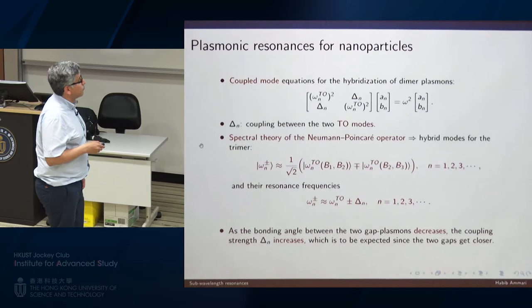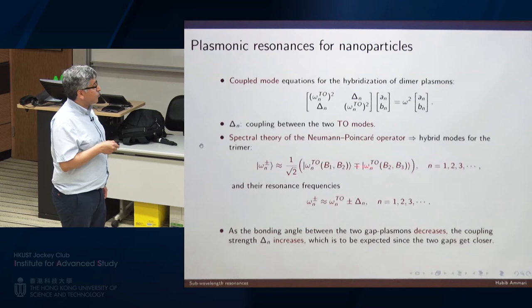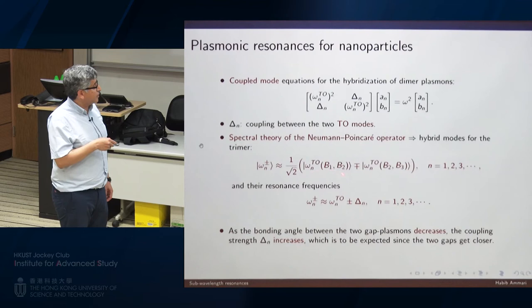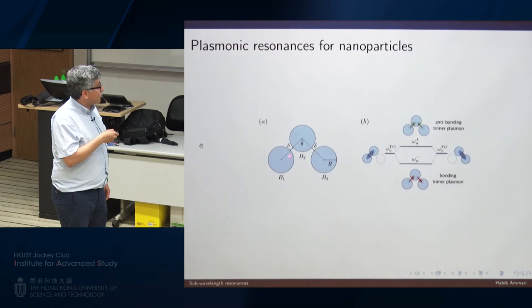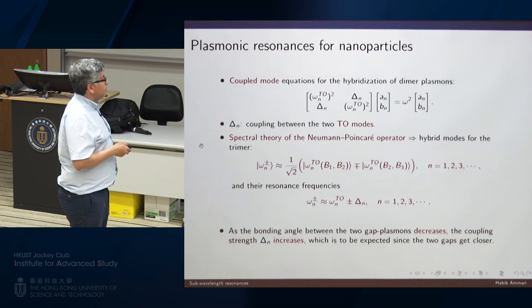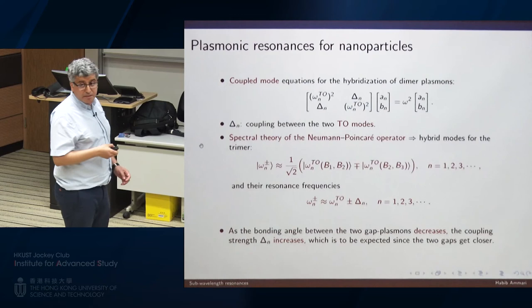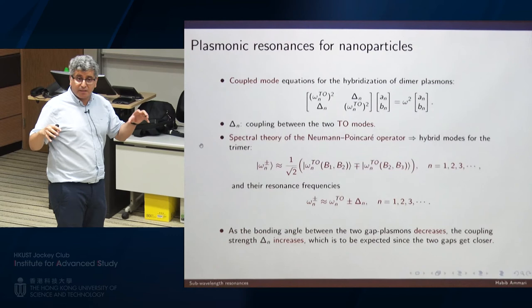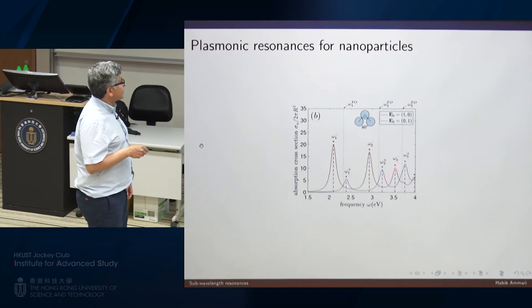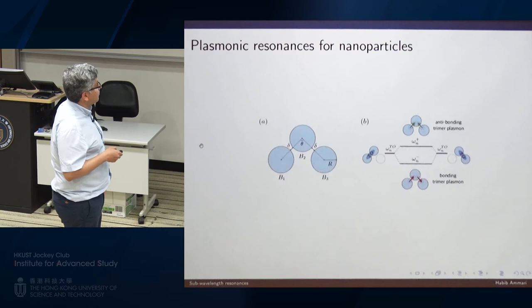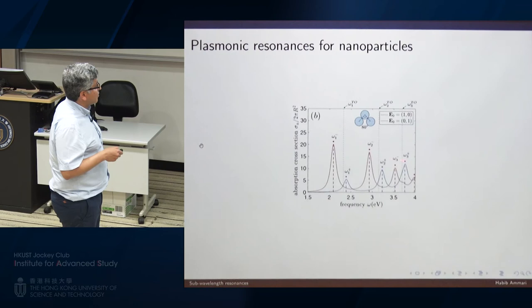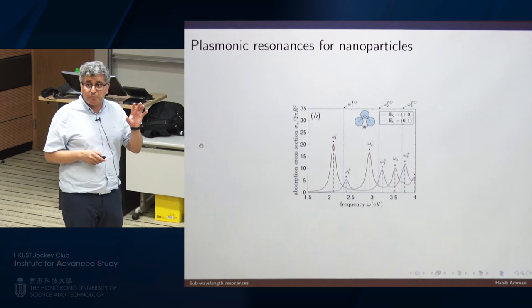And because of the spectral theory of the Neumann-Poincaré operator, we can approximate the modes for this trimer as a linear combination of these hybridized dimer modes, or gap plasmons. As the bending angle between the gap plasmons decreases, delta_n increases. Delta_n is a kind of global quantity. If they don't see each other, it's small. If they see each other, then it gets larger and larger. These are computations of these hybrid modes, and we computed them also by an exact numerical method, and we have similar values. So this picture captures the essence of what's going on there.